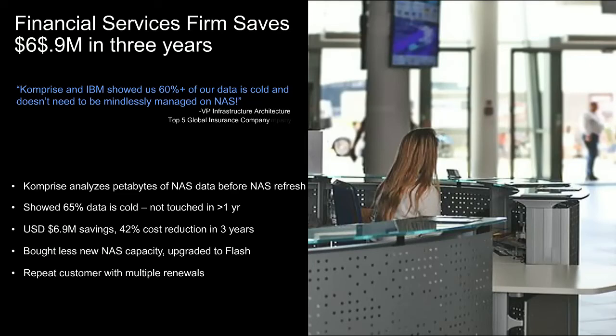Another one in the financial services industry, if you will, they saved $6.9 million in 3 years. They used Komprise just as Krishna described it. They analyzed all their data, and they found that 65% of their data was cold, not touched in greater than a year. So they were able to pull out $6.9 million of savings in over 3 years, which represented to them a 42% cost reduction. So the combination of these two technologies is very real and very economically viable.